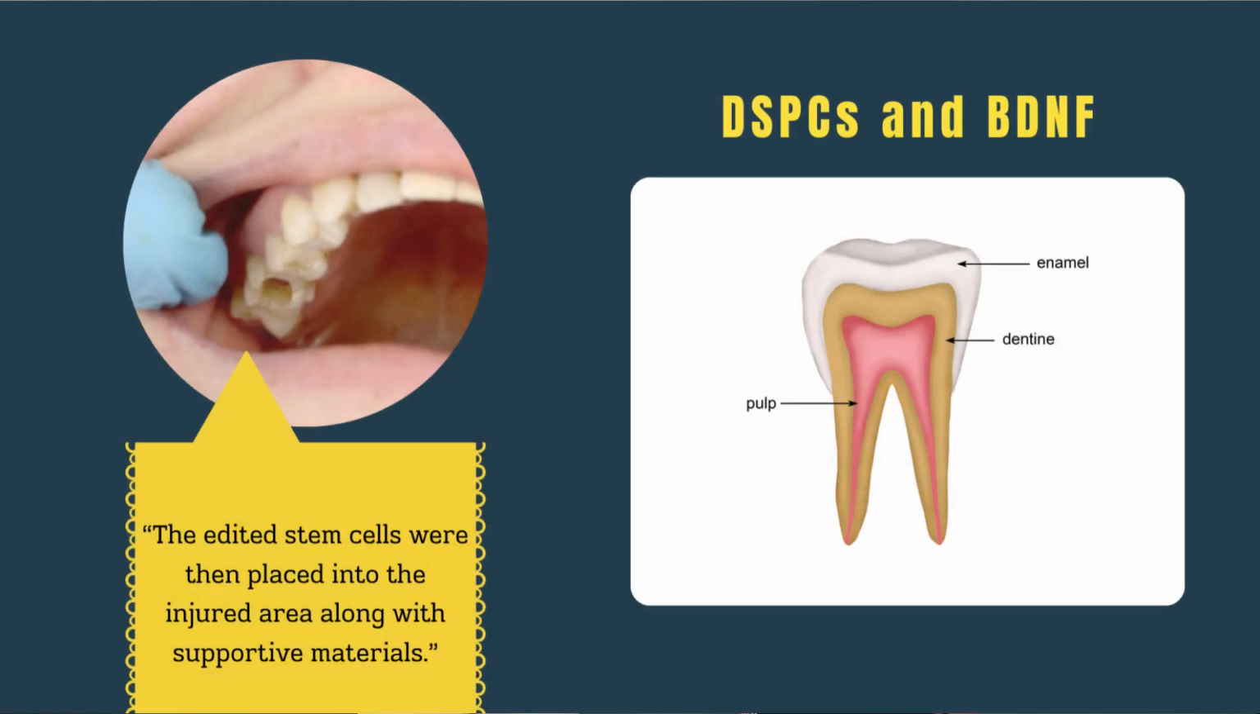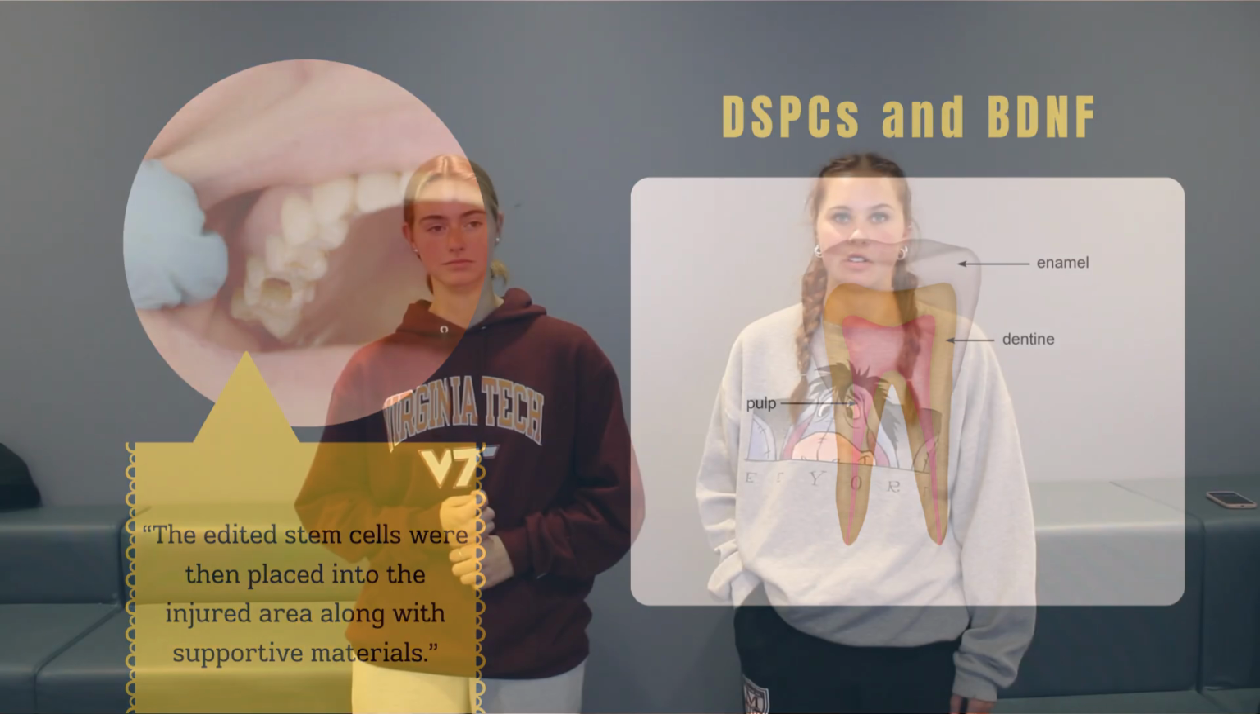Next, they drilled a small hole into the tooth of a mouse to create a tooth injury. This simulated tooth injury or tooth decay that is often seen in humans. The edited stem cells were then placed into the injured area along with supportive materials. The tooth was sealed to protect it, and after some weeks, the researchers checked to see how well the tooth healed. The researchers found that the treated teeth grew back with more healthy dentin. This means that the insertion of CRISPR-edited dental stem cells could potentially replace traditional dental fillings.